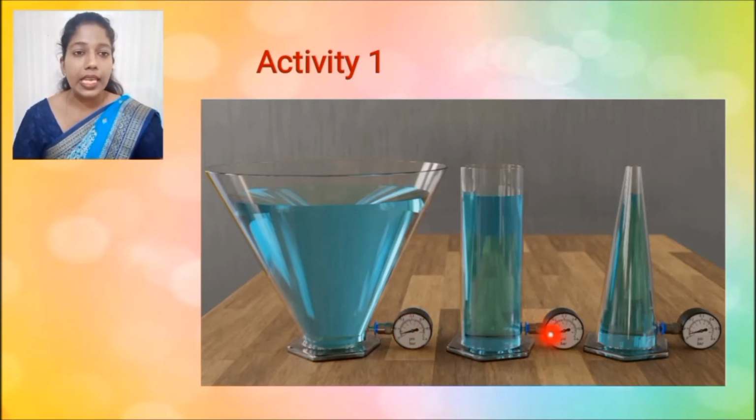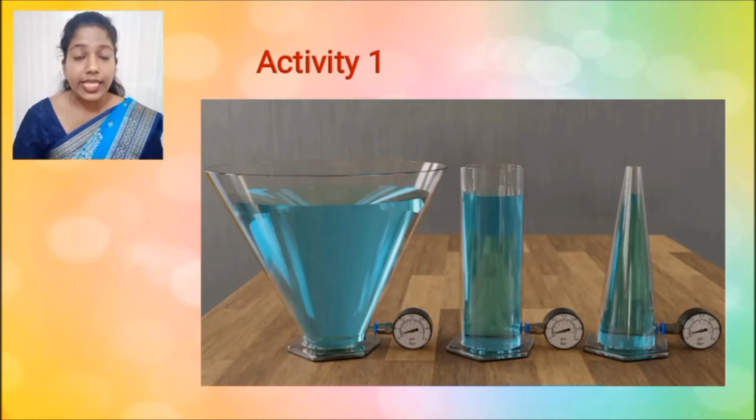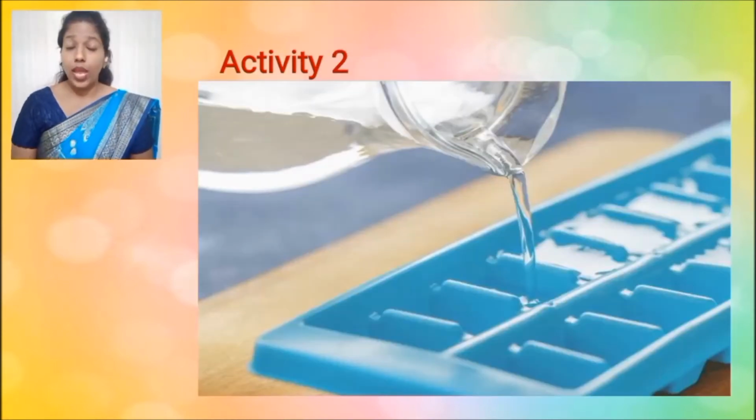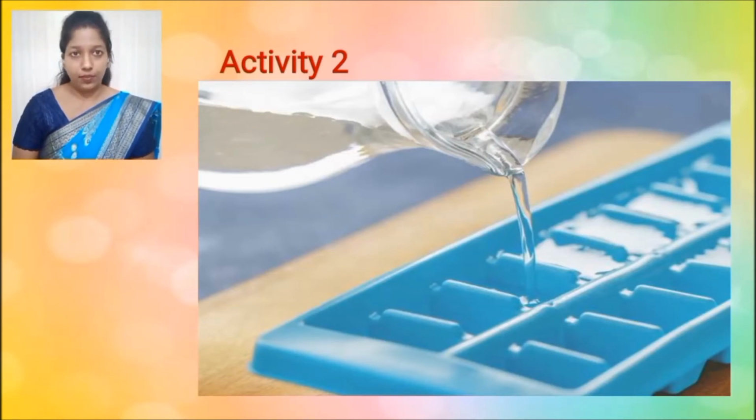As you can see in this picture, these are the different shapes of containers. When we pour water into these containers, water takes the shape of the container in which it is kept. This shows that water does not have a fixed shape. Liquid water flows easily. How can we understand that there is a solid form of water? And how does liquid water change into solid form? We will understand through an activity.